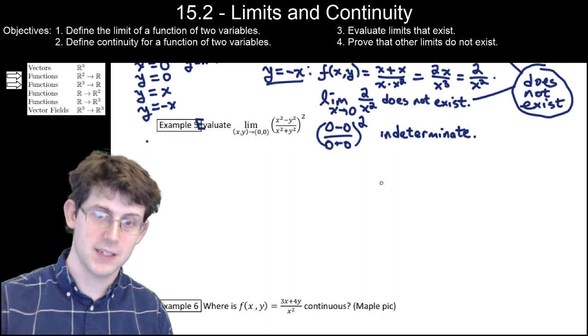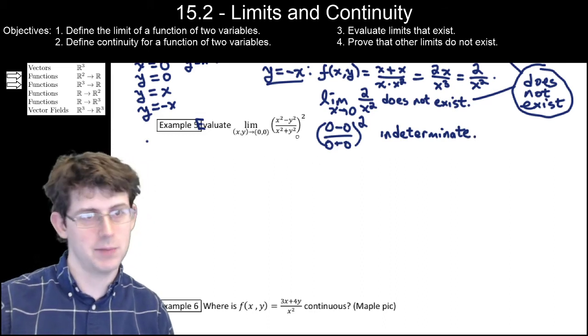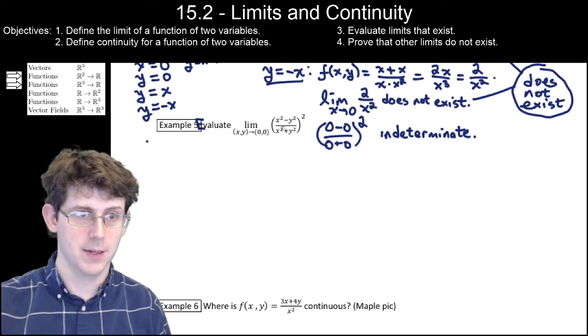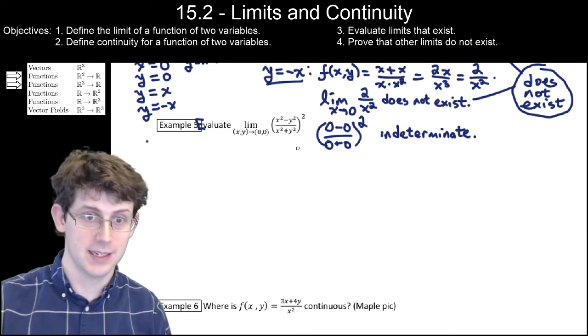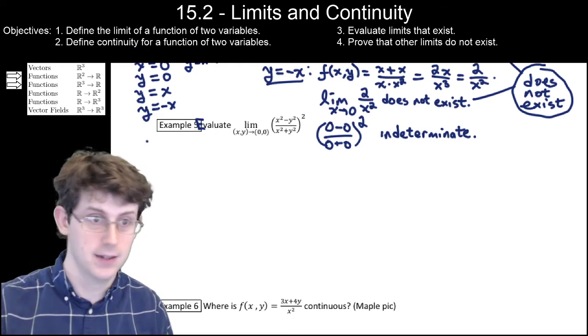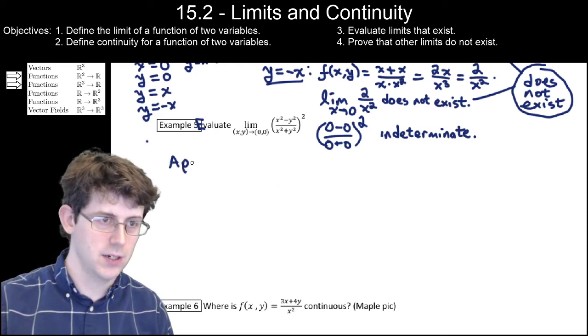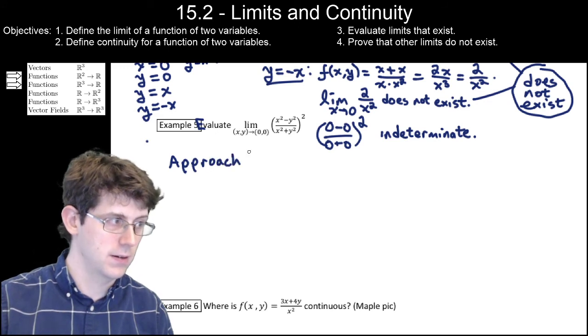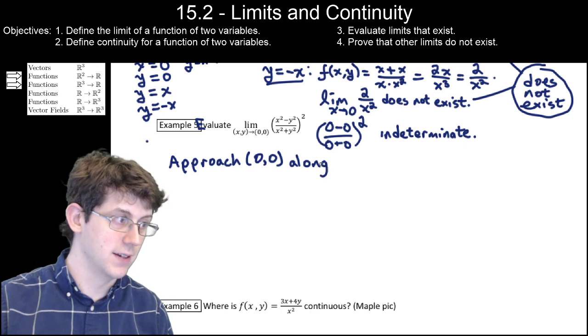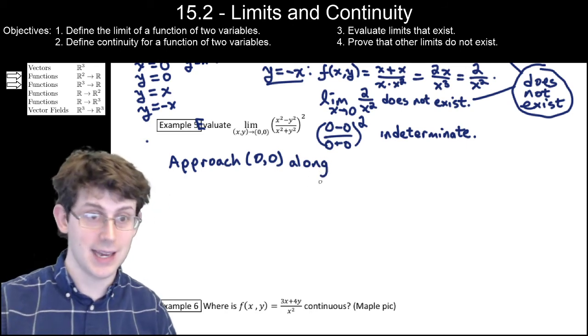I'm hoping for some algebra thing to save me, but x squared plus y squared does not factor, so there's no way for any algebra to help us. So we suspect that it does not exist, and we pick two paths. So let's approach 0, 0 along one path, and then along another path. And you can literally pick any path.